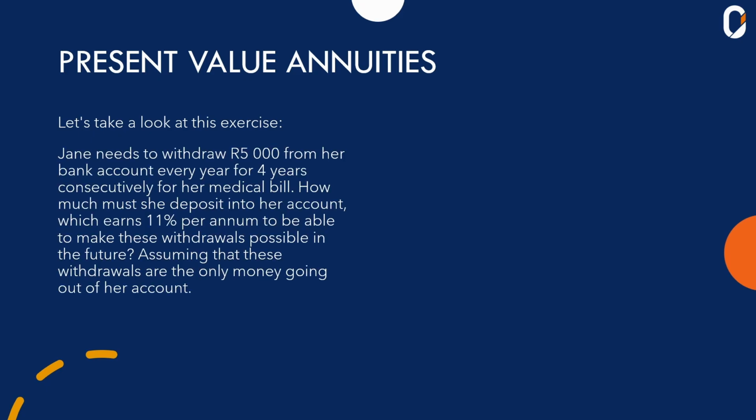Jane needs to withdraw 5,000 rands from her bank account every year for 4 years consecutively for her medical bill. How much must she deposit into her account, which earns 11% per annum, to be able to make those withdrawals possible in the future, assuming that these withdrawals are the only money going out of her account?